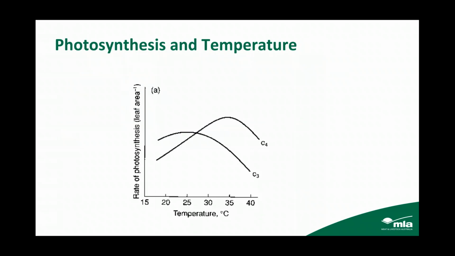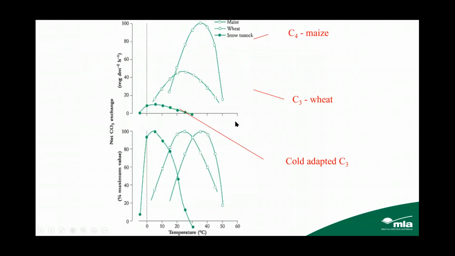So just to summarise what I was just talking about, this is a C3 cool season species with the temperature optimum around 20 to 25. C4s are not doing so well at low temperature, with an optimum around 30 to 35. On the y-axis I have photosynthesis, and down here I have temperature. Here I have wheat again, which is optimally around 20.